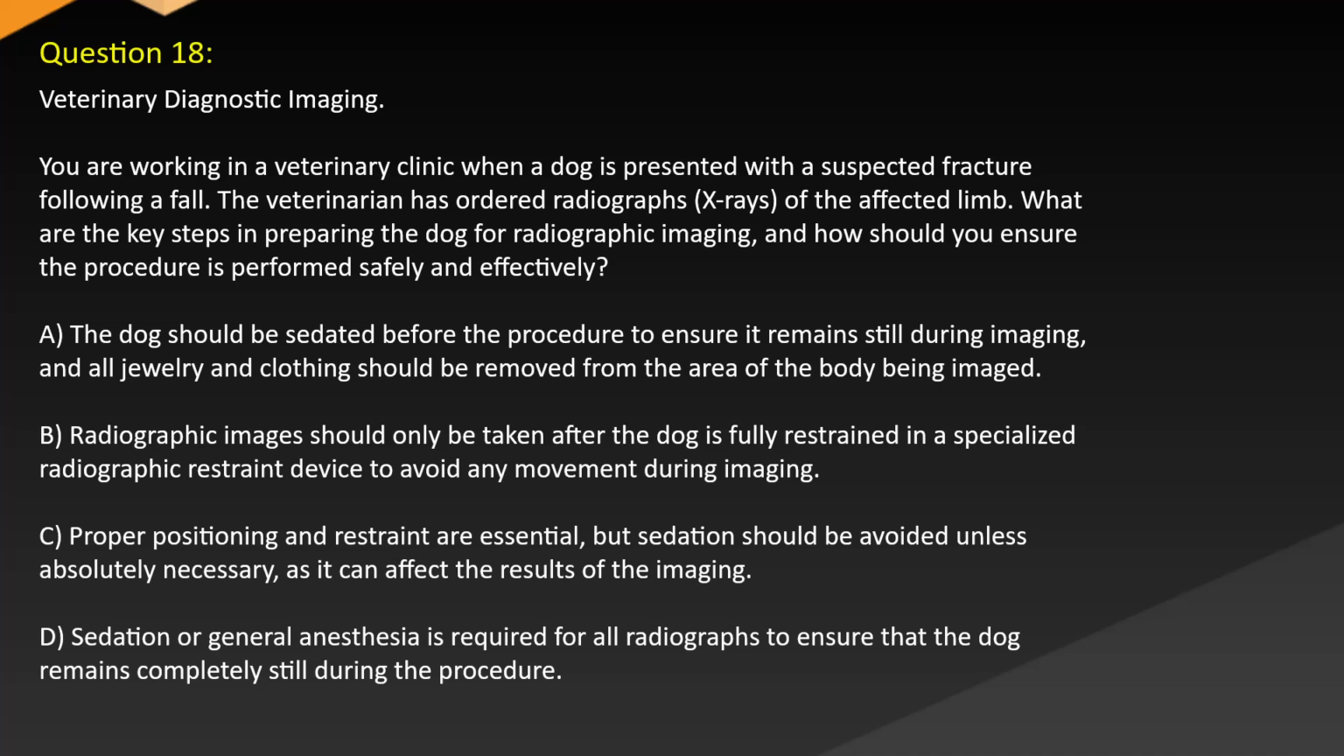A. The dog should be sedated before the procedure to ensure it remains still during imaging, and all jewelry and clothing should be removed from the area of the body being imaged. B. Radiographic images should only be taken after the dog is fully restrained in a specialized radiographic restraint device to avoid any movement during imaging. C. Proper positioning and restraint are essential, but sedation should be avoided unless absolutely necessary. It can affect the results of the imaging. D. Sedation or general anesthesia is required for all radiographs to ensure that the dog remains completely still during the procedure.